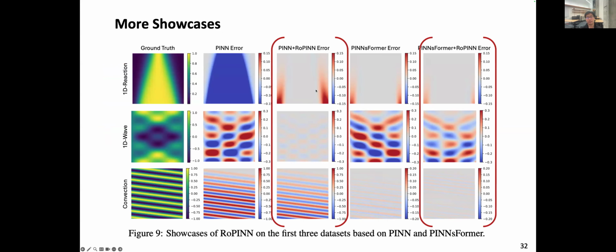And here are some showcases of RoPINN. This is the result for adding RoPINN to PINN. The error is significantly reduced, and RoPINN can also boost the previous very advanced model, Transformer. Okay, that is the first work, RoPINN. We build a region optimization theory and a practical algorithm for optimization.